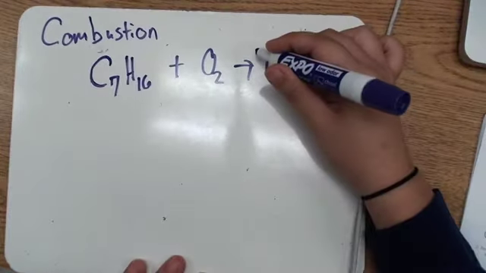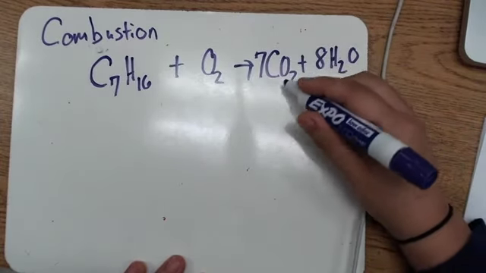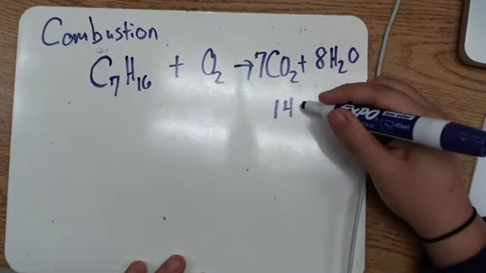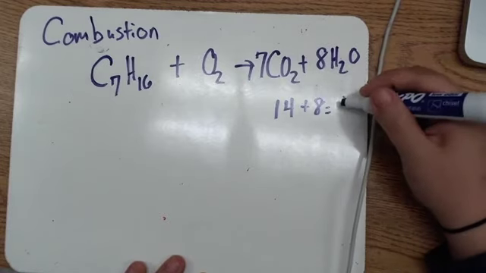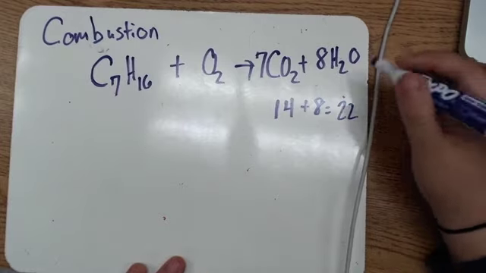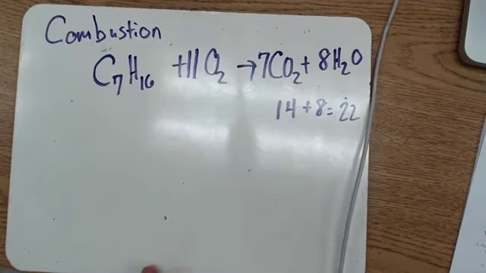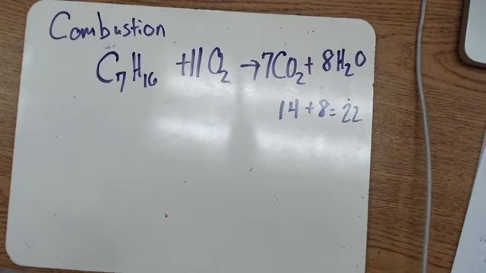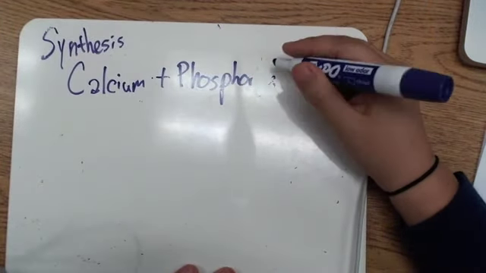All right, now I'm going to do 7 for 7 carbons. And here, this is one of the places where people get it wrong. Here I have 14. Here I have 8. So 8 plus 14 is 22. Since I have 2, I need 11 diatomic oxygens to get 22. And this is balanced.